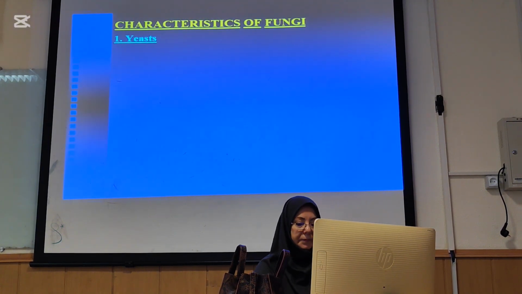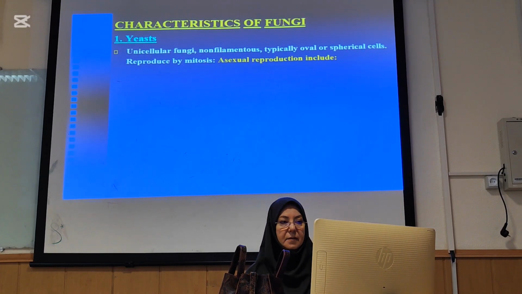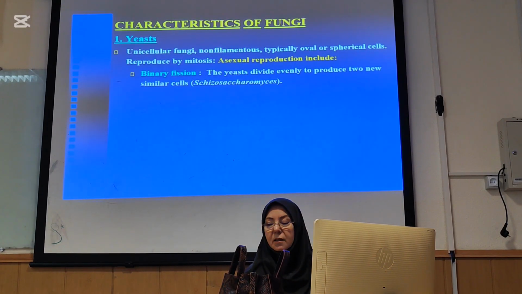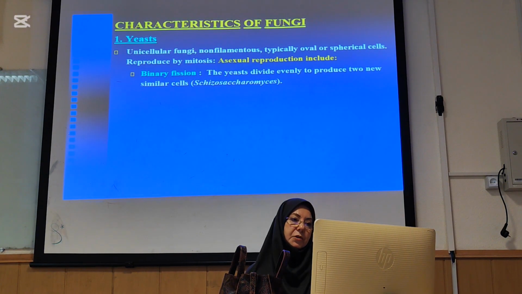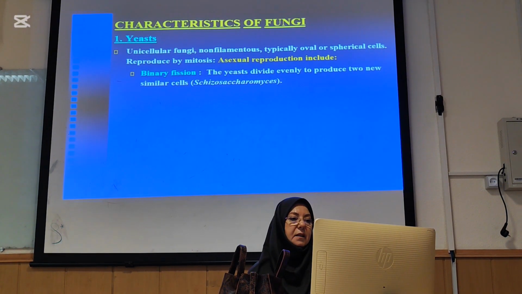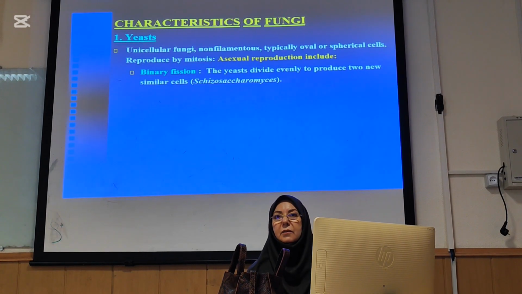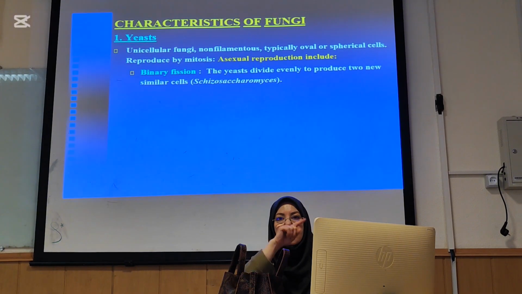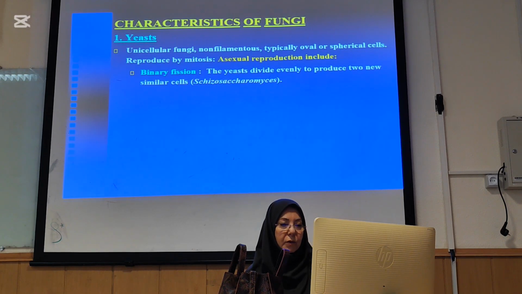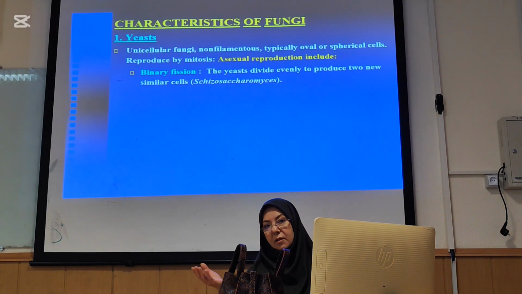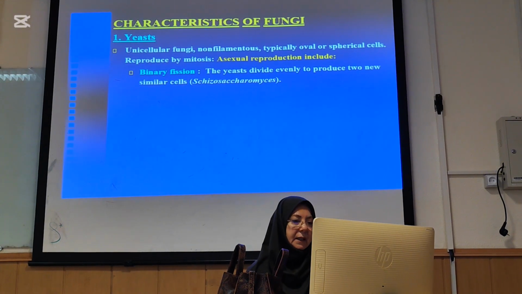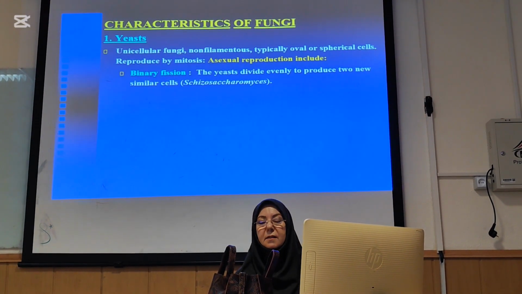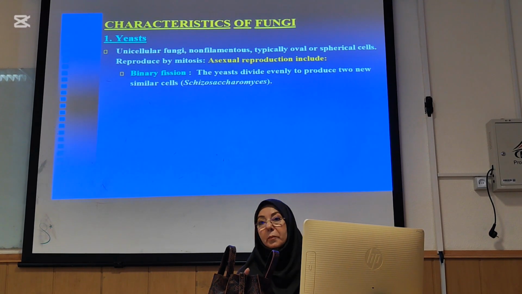Characteristics of fungi. The first is about yeast. As I told you, yeasts are unicellular fungi. It means that they usually are seen under the microscope in a non-filamentous form, just spherical or oval form. Typically, oval or spherical cells are seen under the microscope from the yeasts. They reproduce by mitosis, for example binary fission like bacteria.